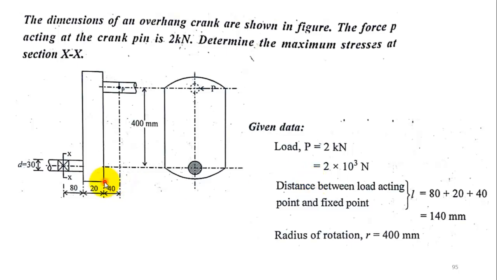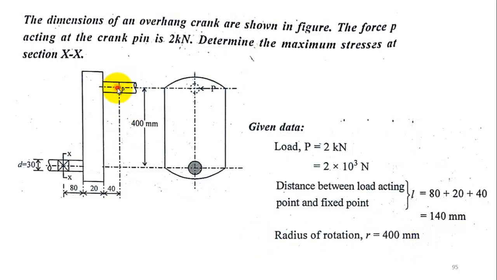The distance at which the load is acting from this point is 80, 20 plus 40. That will give you 140 mm. This is the horizontal distance. This will be the vertical distance which they have given. This will give you the radius of rotation.